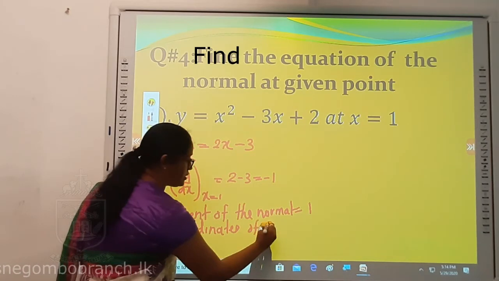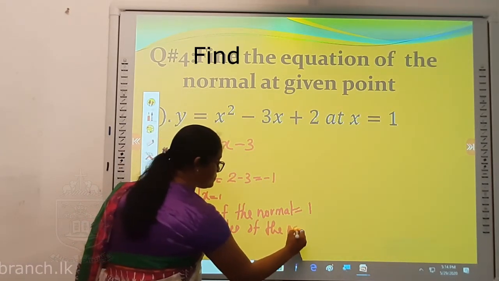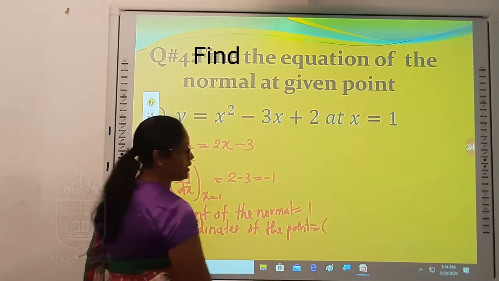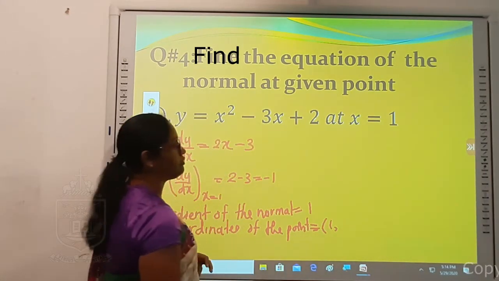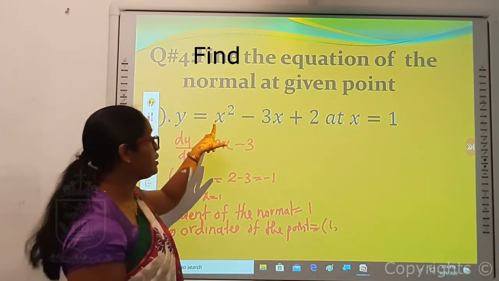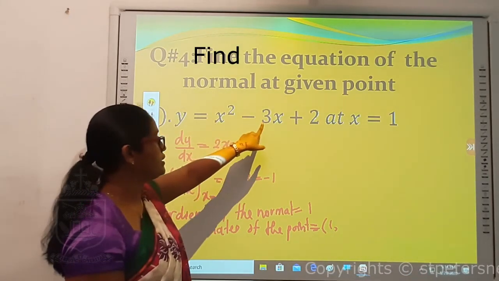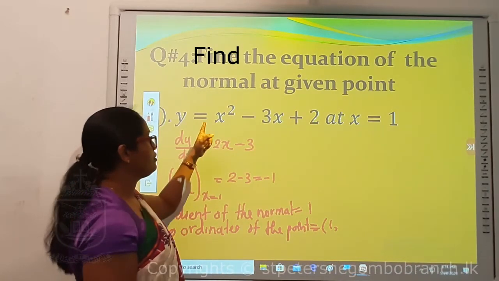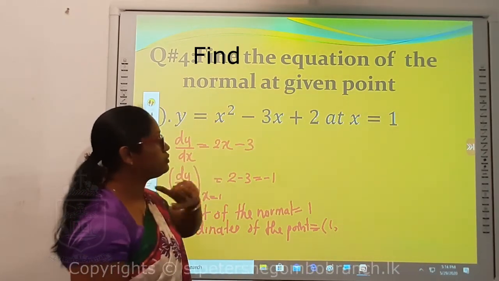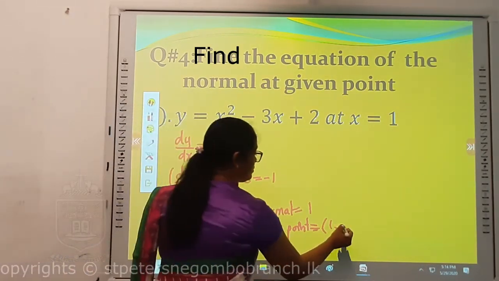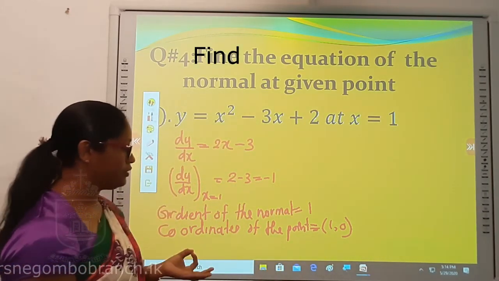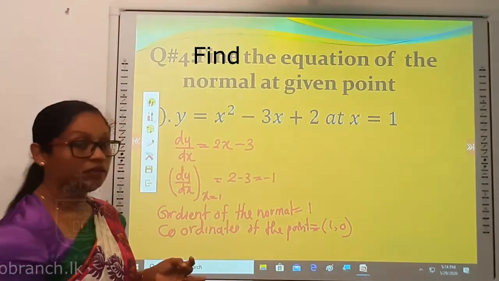So from this we can find the coordinates of the respective point. The x coordinate is given, 1, comma. To find the y coordinate you should replace x with 1 here. So 1 minus 3 plus 2. So the answer will be 0. Now we found the gradient of the normal, and also we know a point on the normal.